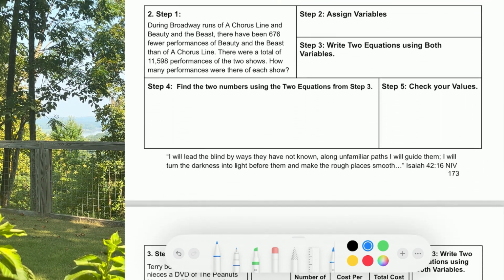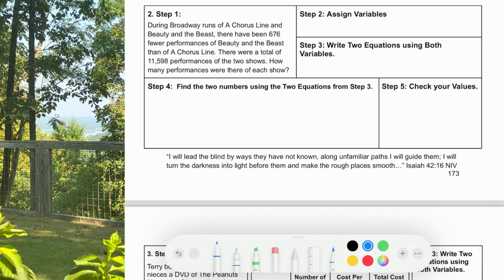Problem 2. During Broadway runs of A Chorus Line and Beauty and the Beast, there have been 676 fewer performances of Beauty and the Beast than of A Chorus Line. There were a total of 11,598 performances of the two shows. How many performances were there of each show?